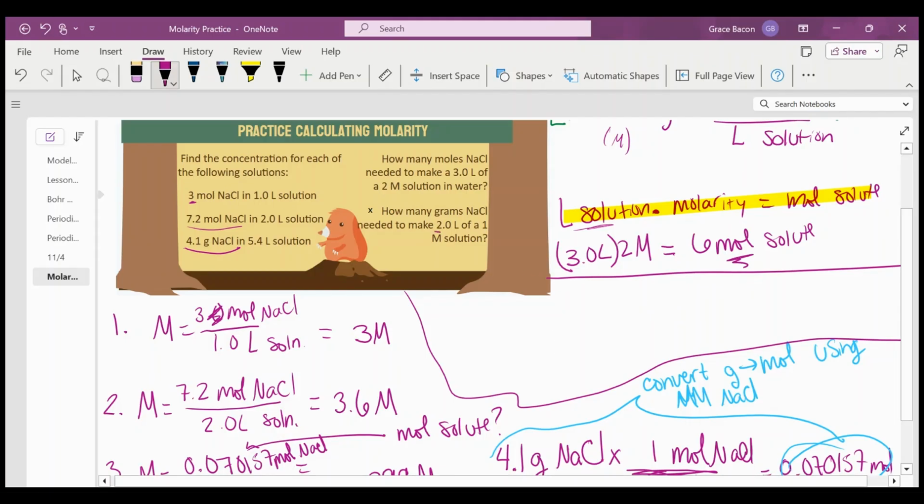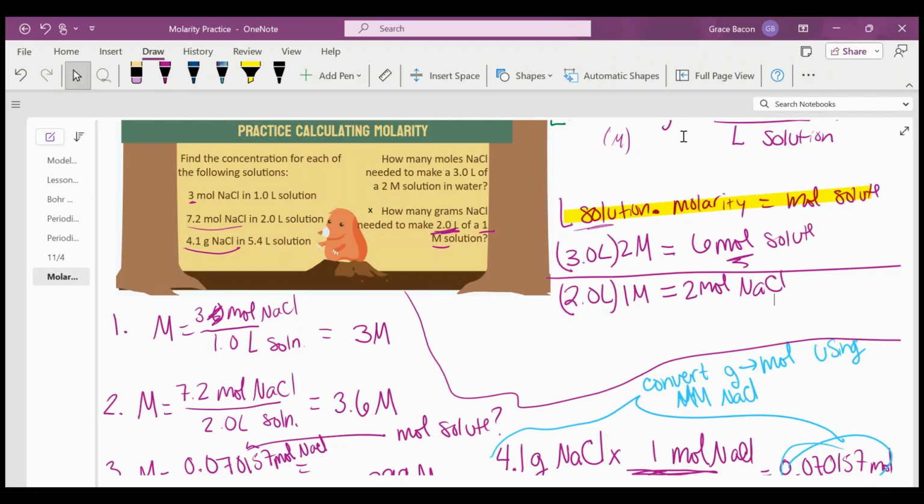Okay, so liters of solution. I've got 2 liters I'm trying to make. And I want a 1 molar solution. So this is going to give me the moles of solute. So 2.0 times 1 gives me 2.0. And I didn't include a decimal, so this is 1 sig fig. Now, if it just said how much NaCl, I could be done. But it didn't. It said how many grams. So I'm going to take this and turn it back into grams like we did below.